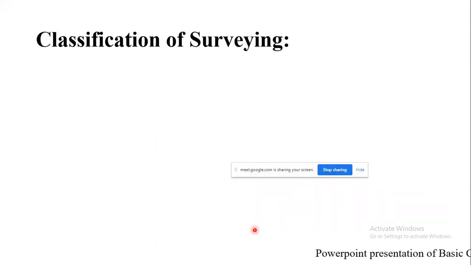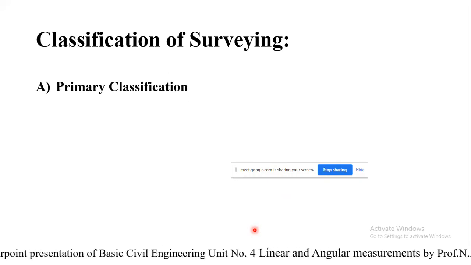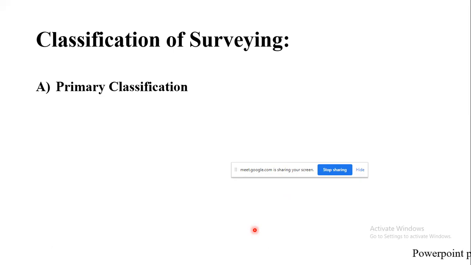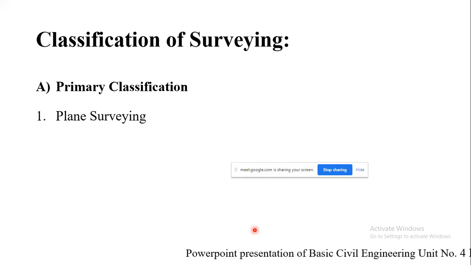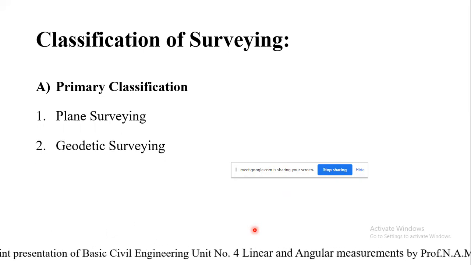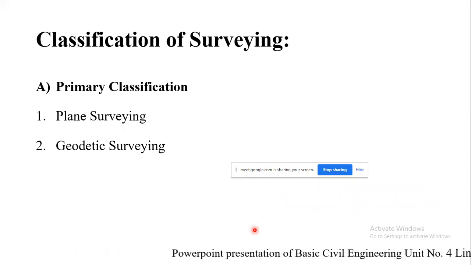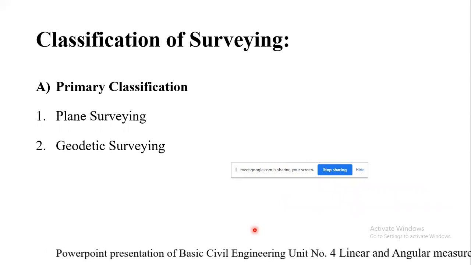Further, we'll see the classification of surveying. Basically, it is classified into two parts. The first one is the primary classification, and the next is the secondary classification. In primary classification, it is classified into plain surveying and the second one is geodetic surveying. So what do you mean by plain surveying? Plain surveying is nothing but that in which only the plane surface is considered.